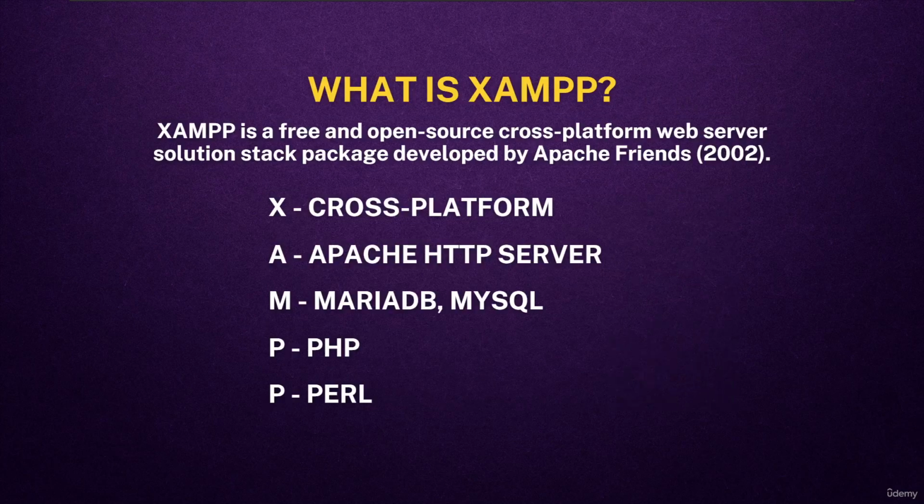So what is XAMPP? XAMPP is a free and open source cross-platform web server solution stack package developed by Apache Friends in 2002. So here is a simple and concise definition of what XAMPP is. XAMPP is a free and open source cross-platform for web servers. It means that we can use this software.